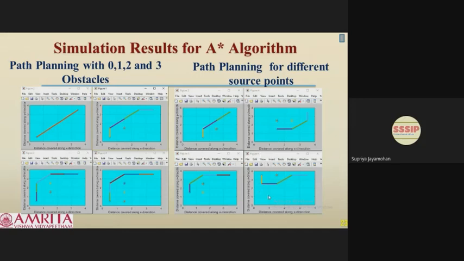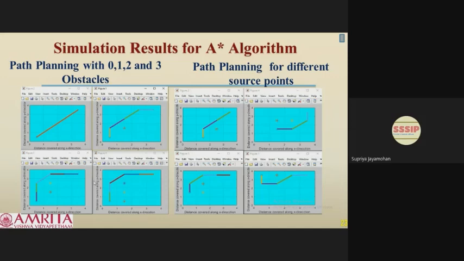Here again you could see different source points. This is again another source point where you have 3, 0. This is again another source point which could be 1, 0. Similarly here it could be 0, 0. Here of course these two are again 0, 0. So you could see a mix of various number of same starting point and various number of obstacles.